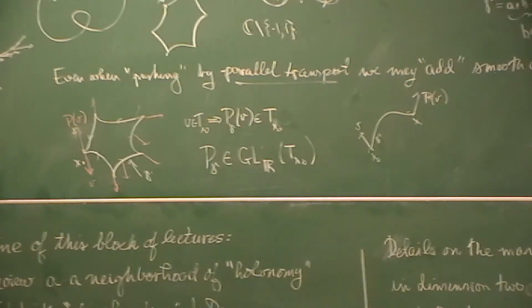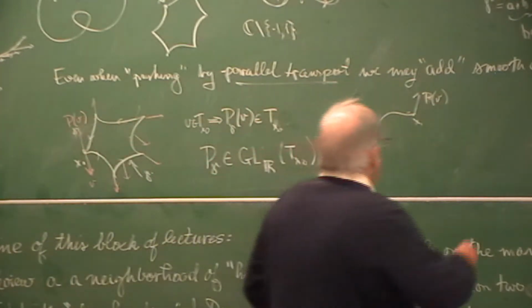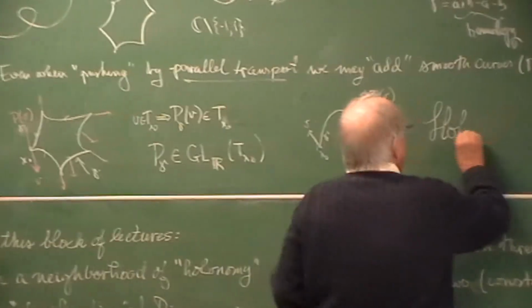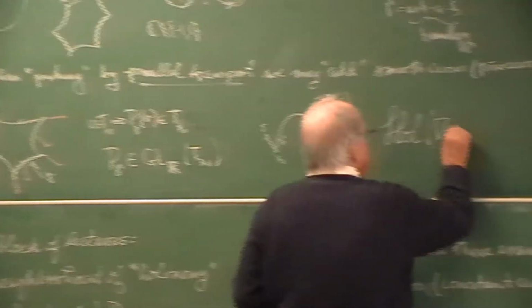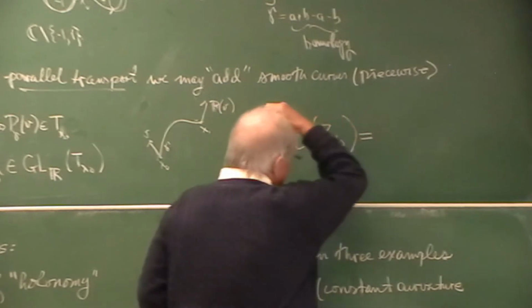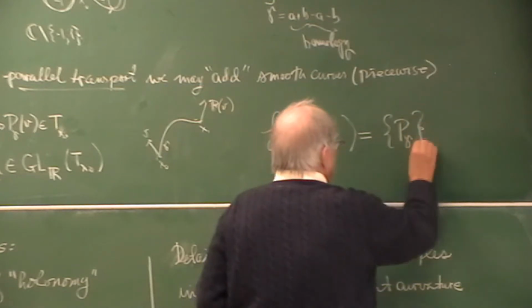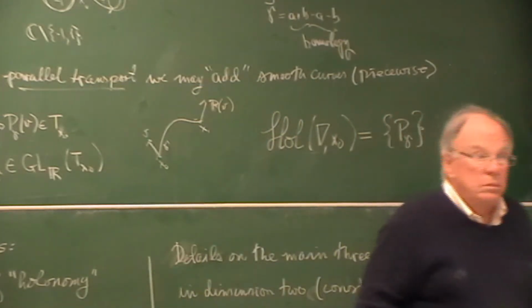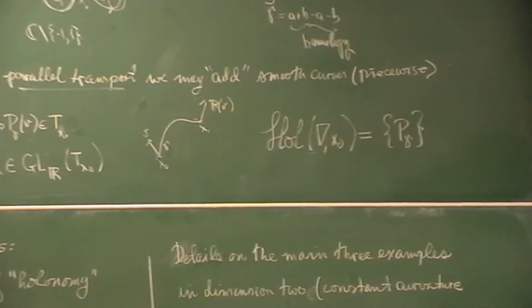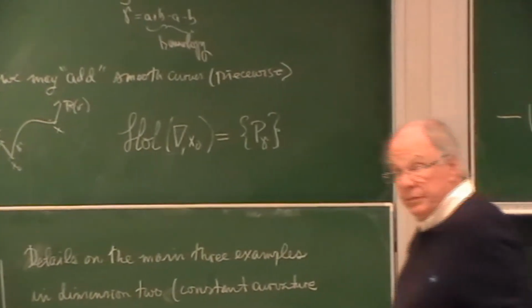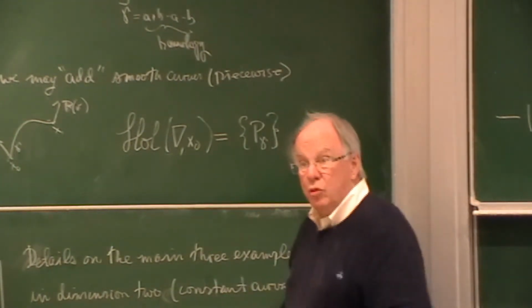I really want to emphasize the importance of holonomy. Okay? So the holonomy group, with respect to the connection in the base point, is the set of P gamma. And it's obvious that I can compose because I'm allowing this. I take one gamma and take another one. I mean, I'm allowing piecewise smooth. Right? That's a group.